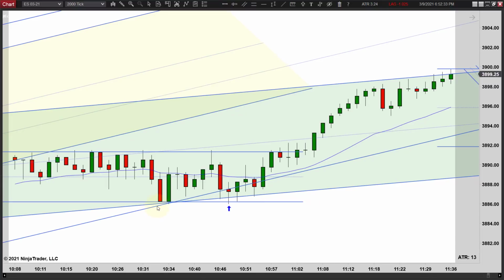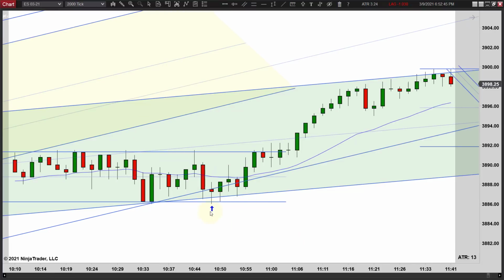But it's right here at the support of the range, the support of the trend line. You don't really have the EMA working in your favor. It's just flat there, and we're swinging back and forth, so you just kind of eliminate that at this point. But I like going long there. There's a higher low here, but the signal bar is not good enough.